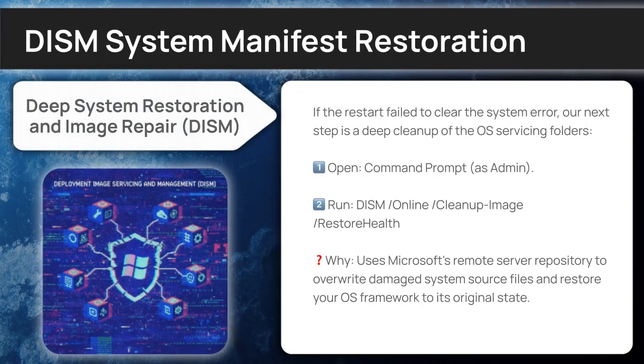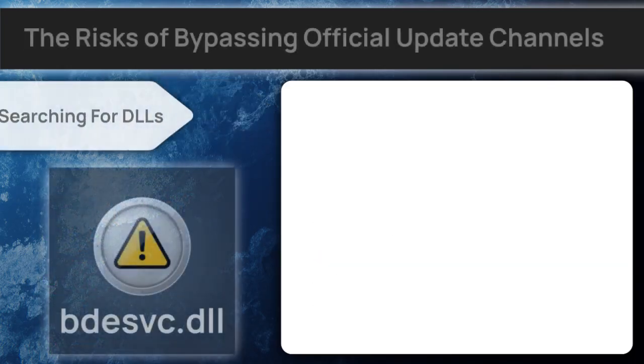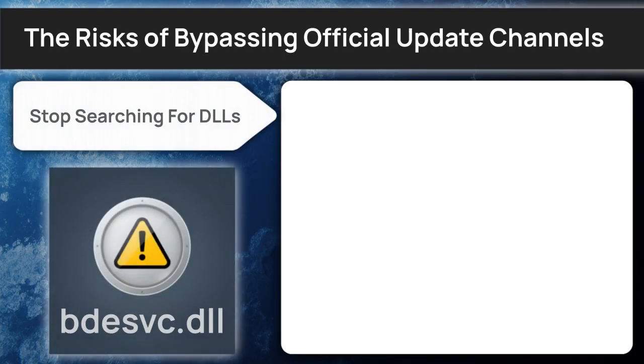If the restart failed to clear the system error, our next step is a deep cleanup of the OS servicing folders. First, open command prompt as admin. Second, you're going to type DISM /online /cleanup-image /restorehealth, then hit enter. Why are we doing this? Well, it uses Microsoft's remote server repository to overwrite damaged system source files and restore your OS framework to its original state.